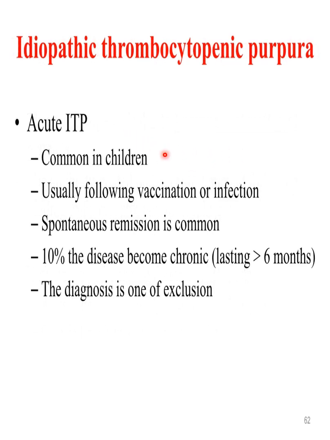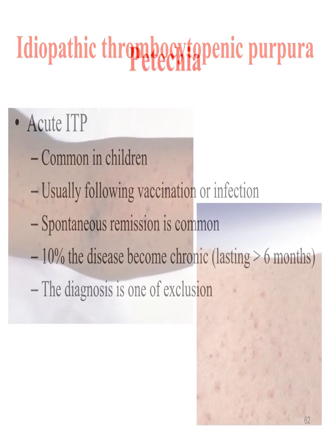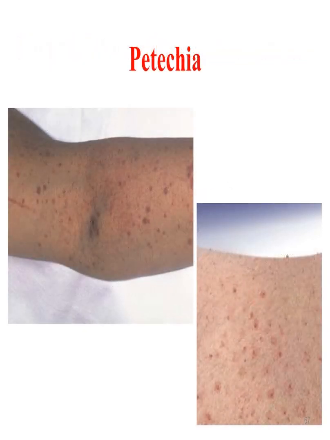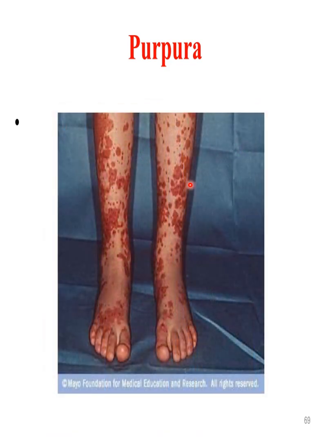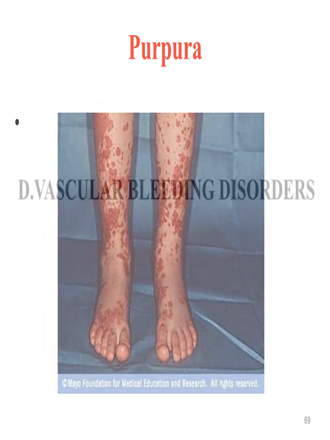Acute ITP is pretty common in children, can follow infections or vaccination, and almost 80 to 90% of them recover without any treatment. 10% of the patients have a chance to go into a state of chronicity. And remember, ITP is a diagnosis of exclusion. These are the petechiae. These are purpura, which are bigger in size as compared to petechiae. These are purpuras.